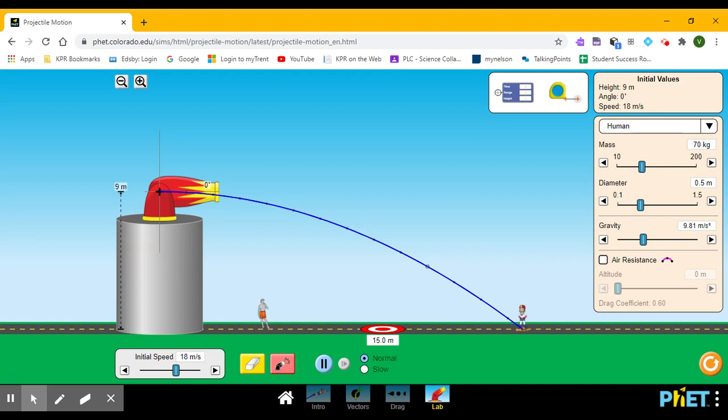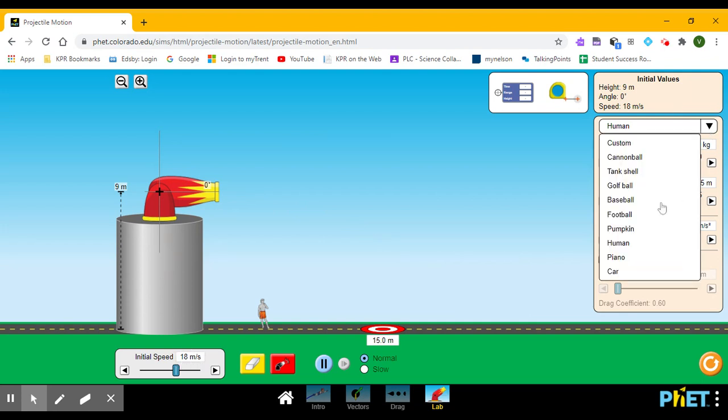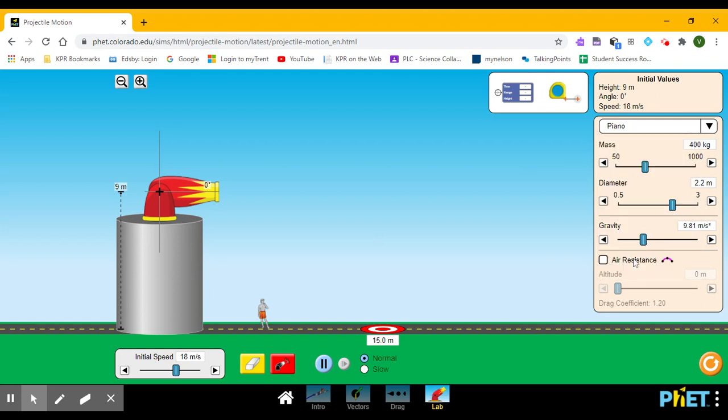The other things we can look at are things like speed. Speed is a pretty obvious one. We'll clear our board here. You'll notice right now we're at 18 meters per second. Let's pick something else to shoot just for fun. How about a nice piano? And we're going to shoot this nice piano out at 18 meters per second. And it should land basically where our girl and our pumpkin did.